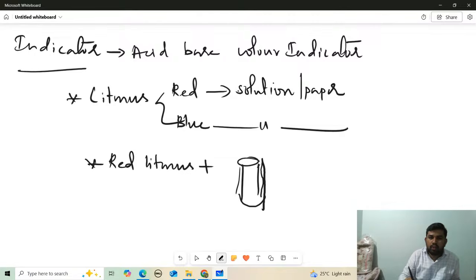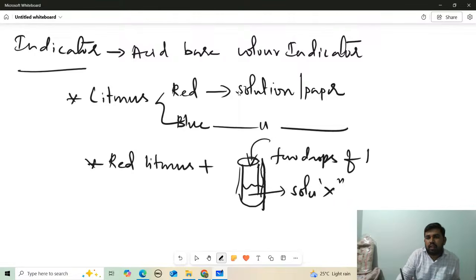Here we have a test tube, and in it we have solution X. To it we are adding a few drops of red litmus solution.